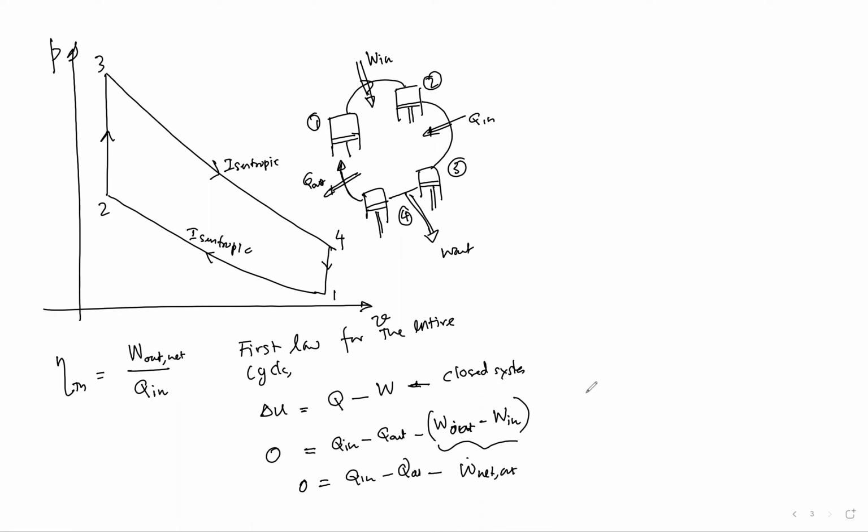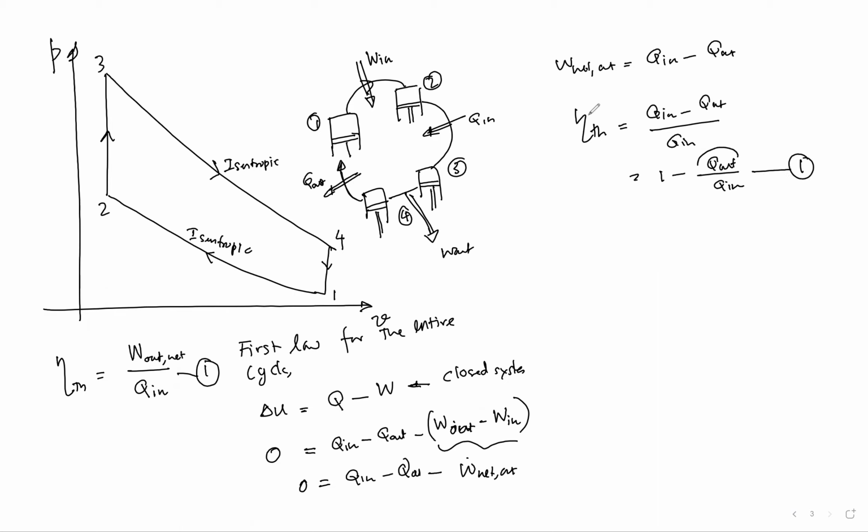Now we can solve for W net out. W net out is equal to Q in minus Q out. Now we can substitute into equation 1. Thermal efficiency is equal to Q in minus Q out divided by Q in. Now we get 1 minus Q out over Q in. Now it's just a matter of finding what Q out and Q in are.